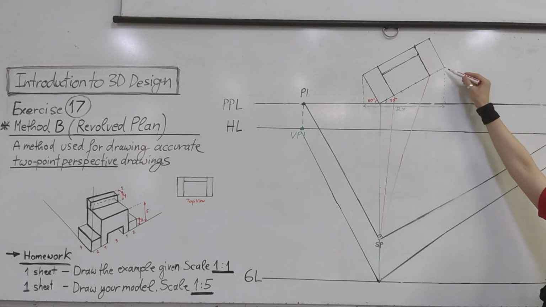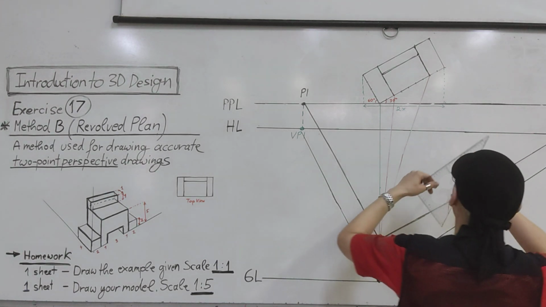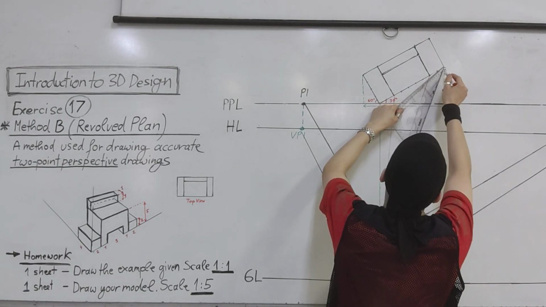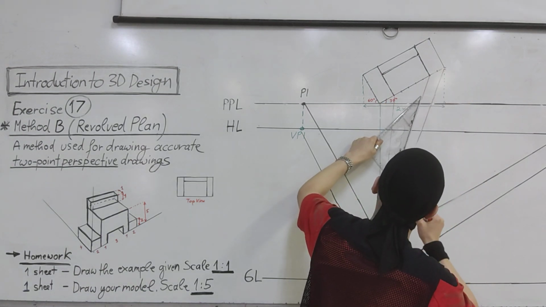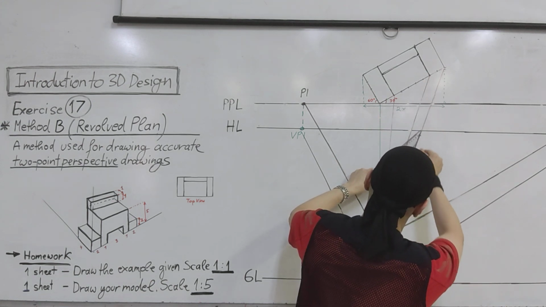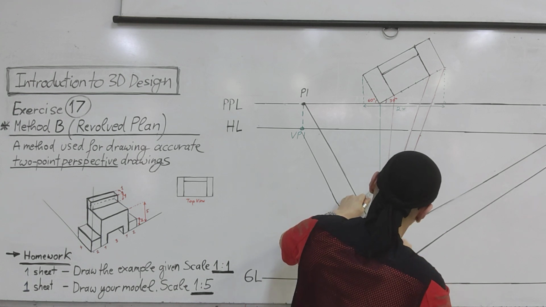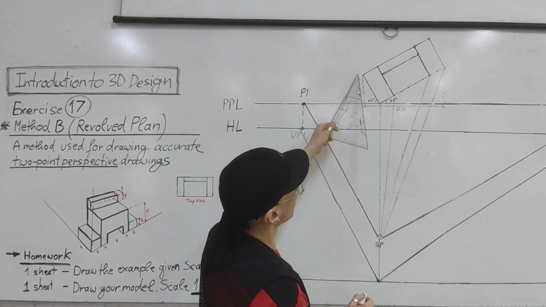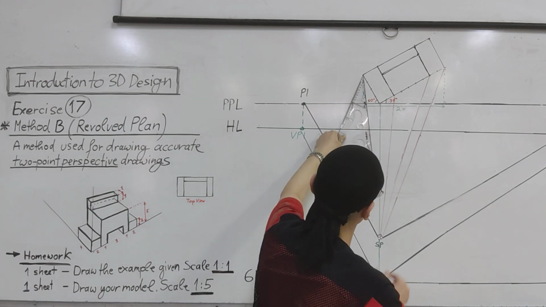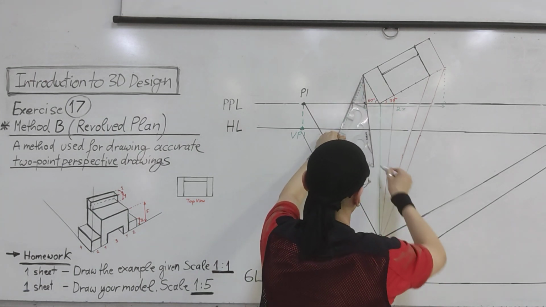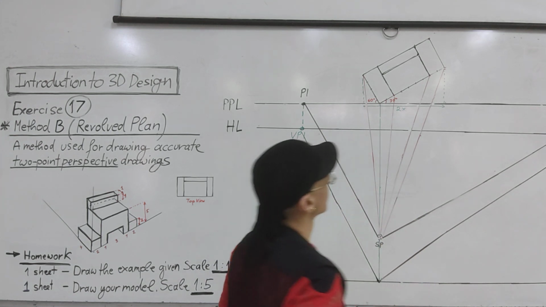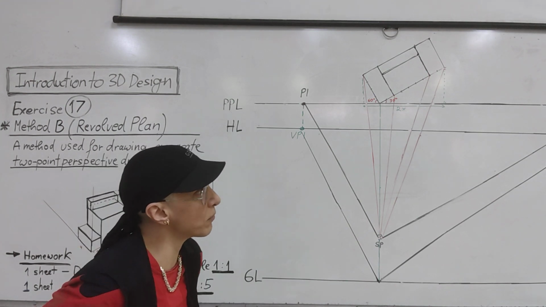what else do we have? This point also. And this point here, okay? You have to take it to the station point. Okay, so we took them to the station point.